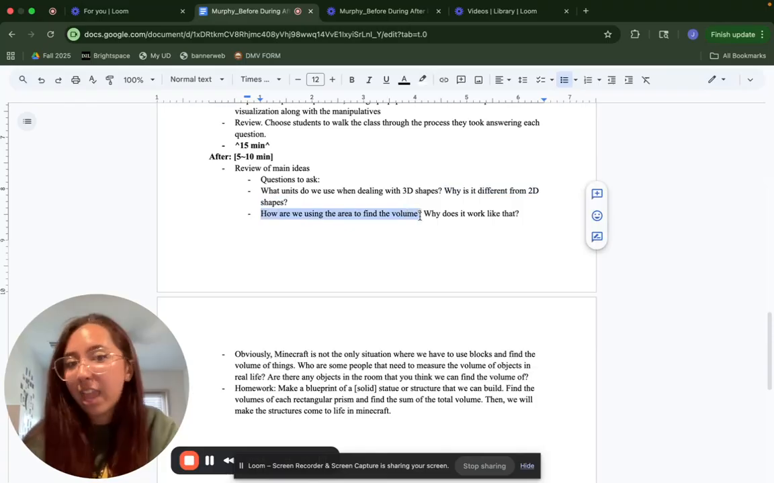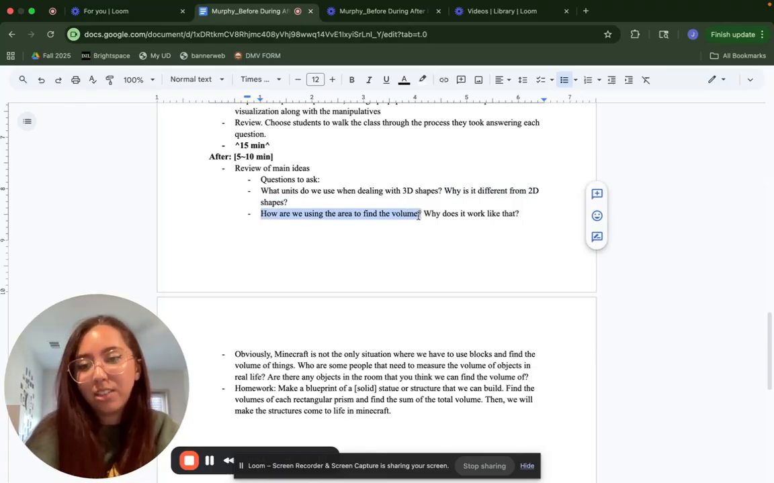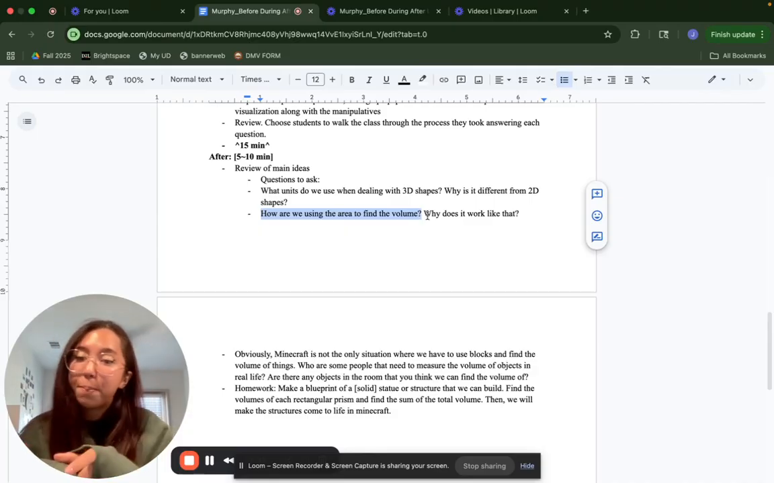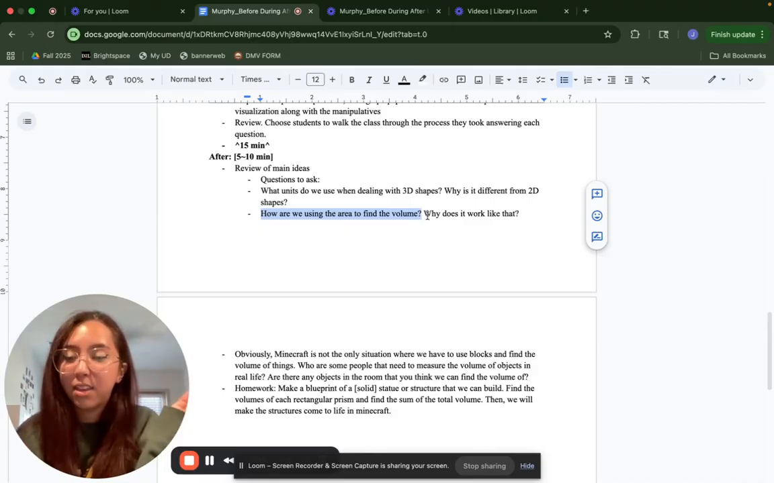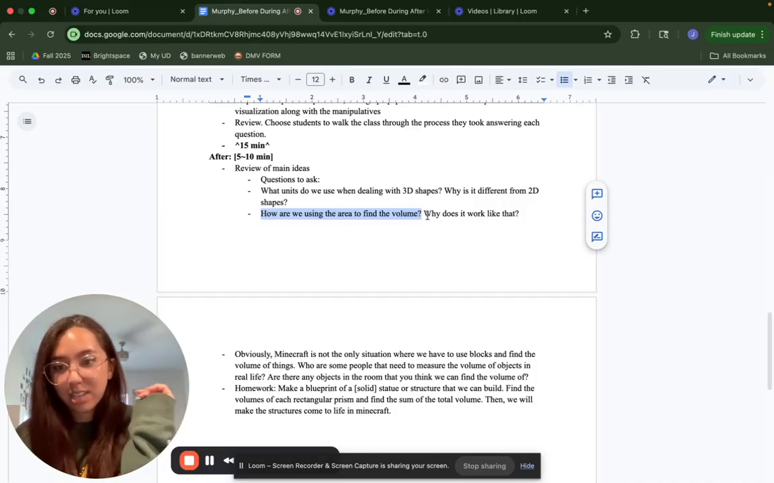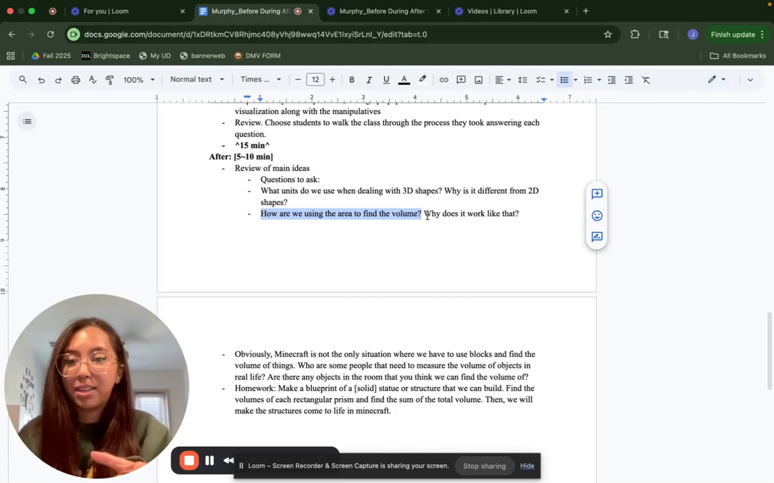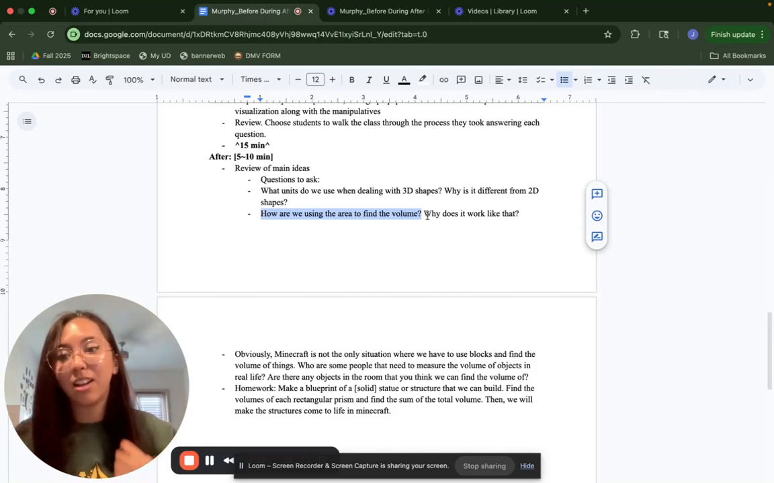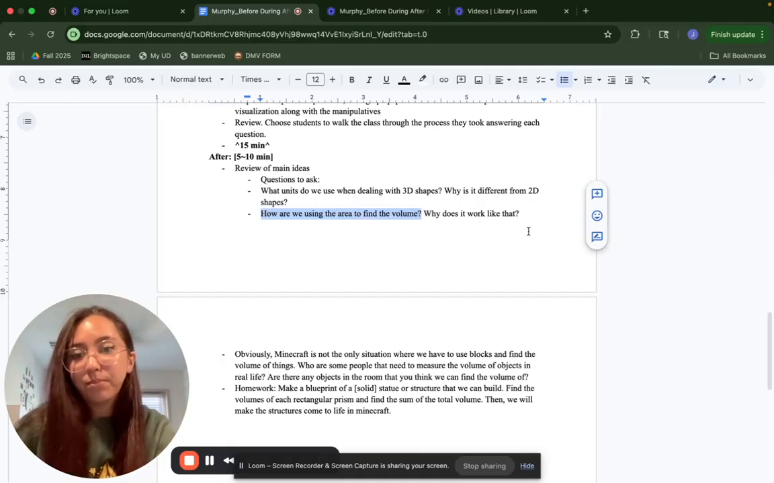Or how are we using the area to find the volume? And why does it work like that? So finding the area of the base and then multiplying it by however many units high. And it works like that because the base acts like a layer. And then if you just stack the layer on top of each other, that's how you find the volume.